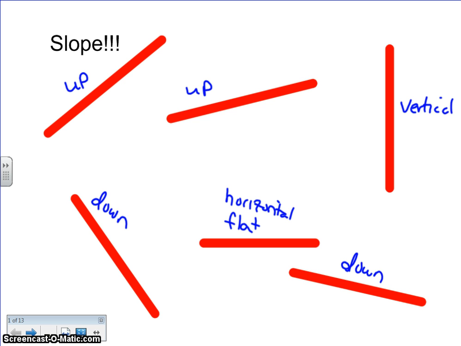So what happens is we know something about the slopes of these lines. Lines that go up from left to right are going to have a positive slope. This one right here is positive, as well as this one, positive slope. If the line is going down from left to right, this one's going to be negative. This one's going to be negative.